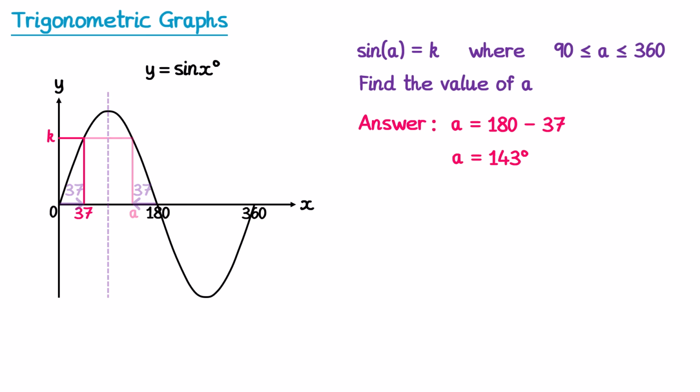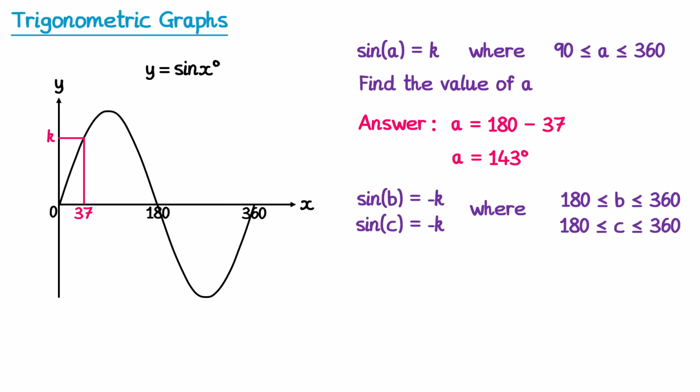There could be a second part to this question. They could say sine of b and sine of c both equal negative k, where both b and c are between 180 and 360. And we're told that b is less than c, and we need to find the values of b and c. So this time, rather than sine of a number being equal to k, it is equal to negative k. Well, we know where k is on the y-axis, so negative k must be the same distance below 0, so negative k will be somewhere down here.